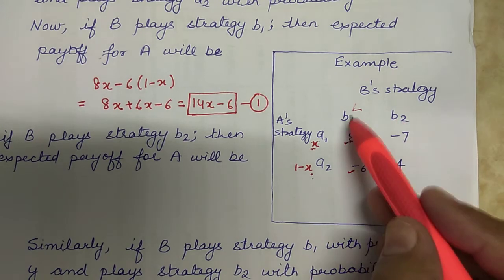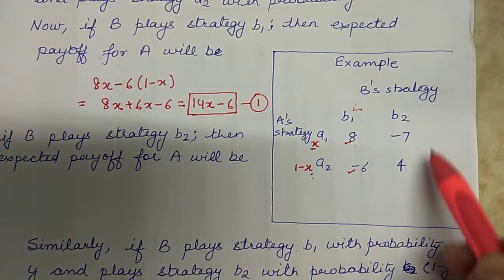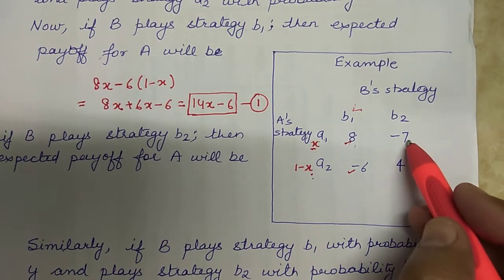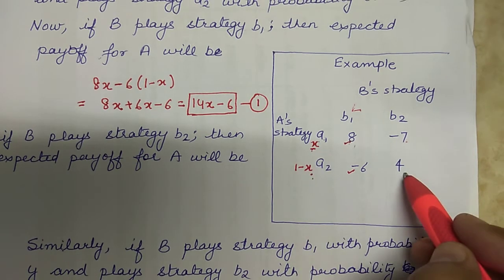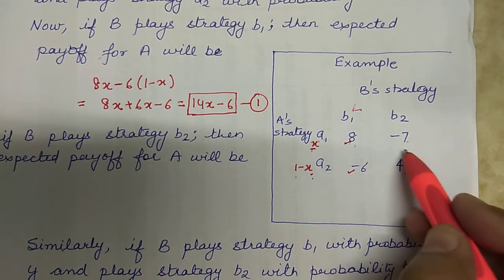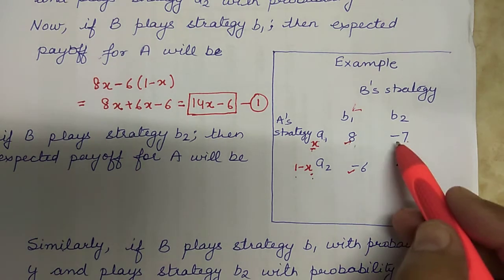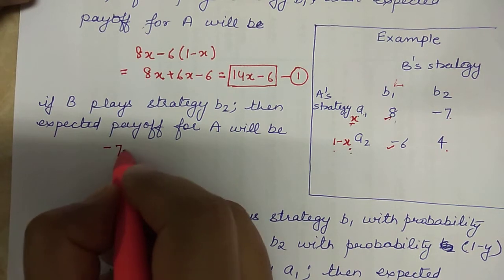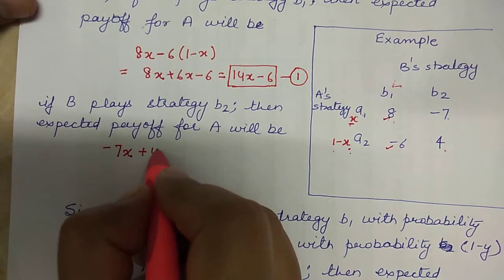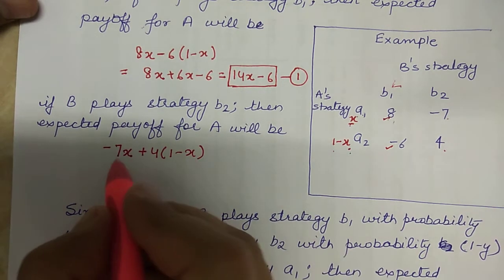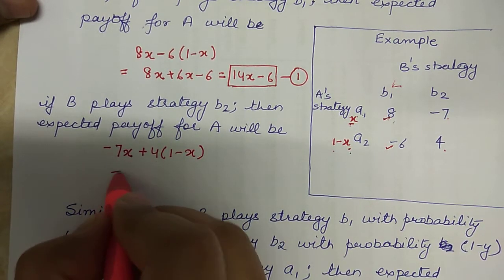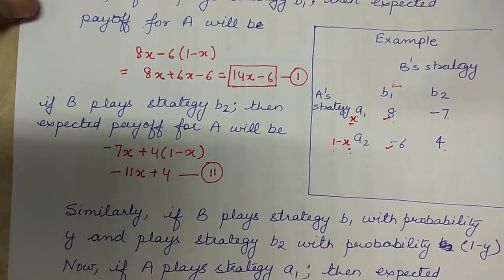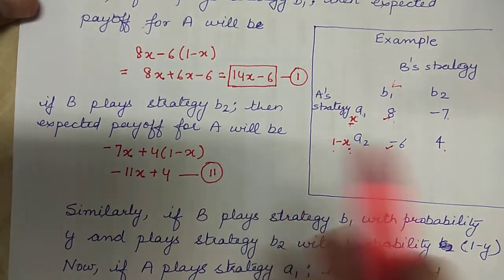If B chooses B2 instead of B1, what will be the total payoff for A? Minus 7 multiplied by X, plus 4 multiplied by 1 minus x. We add them, because the total payoff comes only when we add both. So this will become minus 7x plus 4 multiplied by 1 minus x. Solving this further, this will be minus 11x plus 4. Now this is our second equation. This is our first equation, this is our second equation.